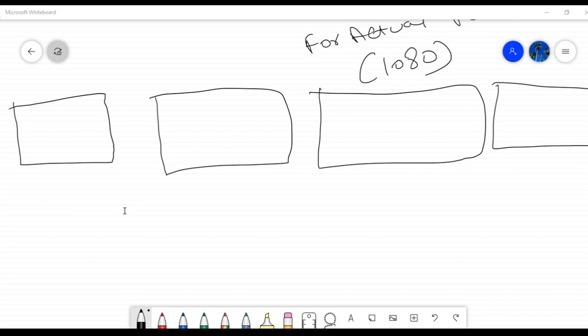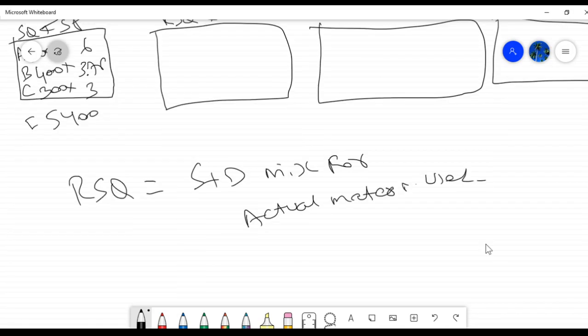SQ means standard quantity for actual production. This is RSQ into SP. What is RSQ? RSQ equals standard mix for actual material used. What is the standard mix actually? 500 is to 400 is to 300. This is my standard mix, correct? That is 5 is to 4 is to 3. Standard mix is 5 is to 4 is to 3 for actual material used.